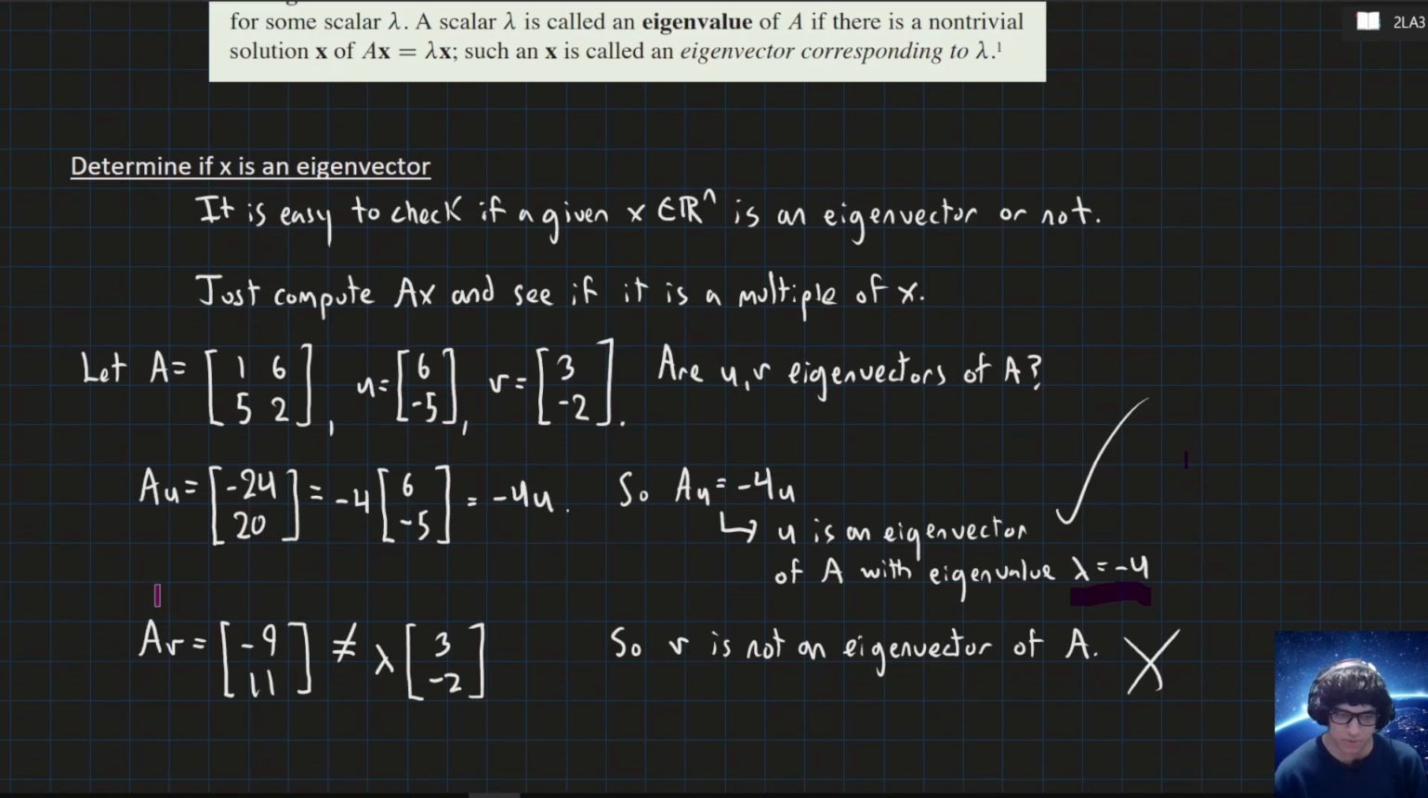So what about v? If I compute A times v, I get this vector. Then I can compare v to Av, and I try to think, is there a way to multiply something times v to get Av? And there isn't. You can just tell by the ratio between the coordinates. So this does not equal a scalar times v. So v is not an eigenvector of A. That's pretty straightforward.